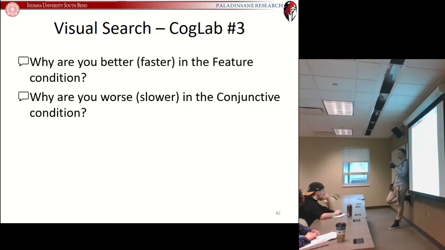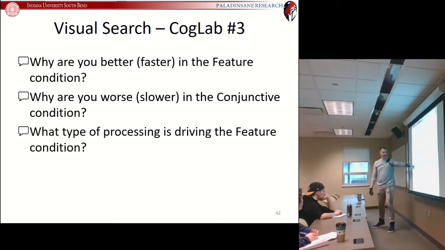In the feature search, you don't have to go through and look at every single thing. You just do it overall, like a really quick search, because it scans more. Yep. So you're looking for parallel processing. That's absolutely correct. And in the conjunctive search, you're doing serial processing.